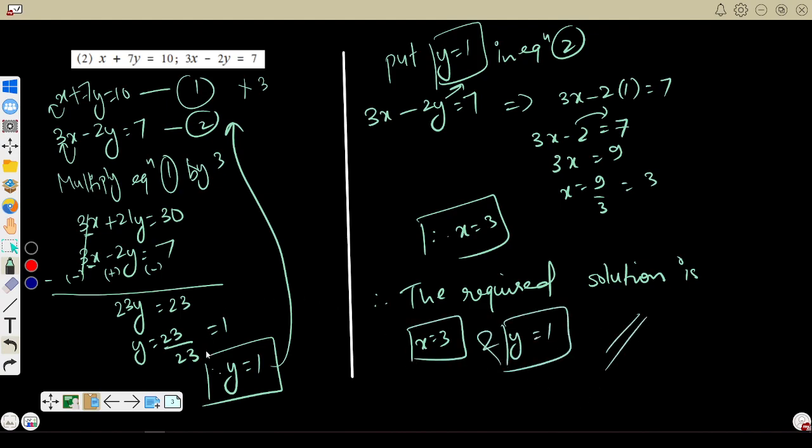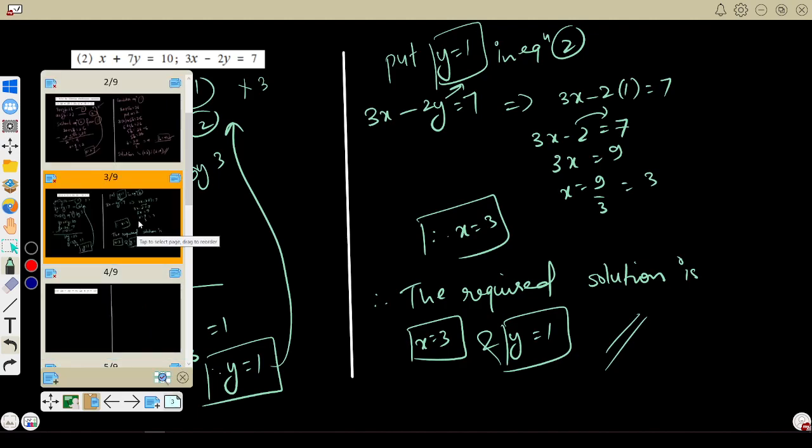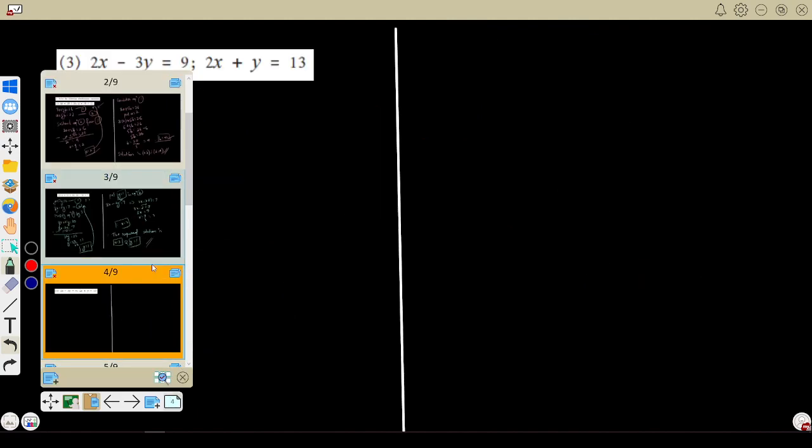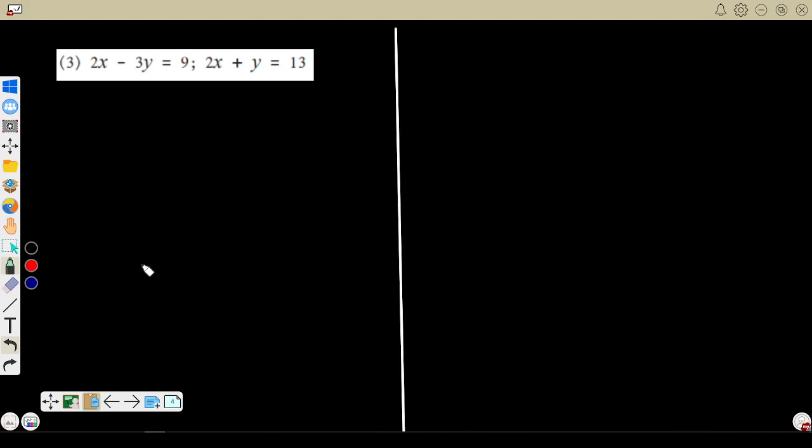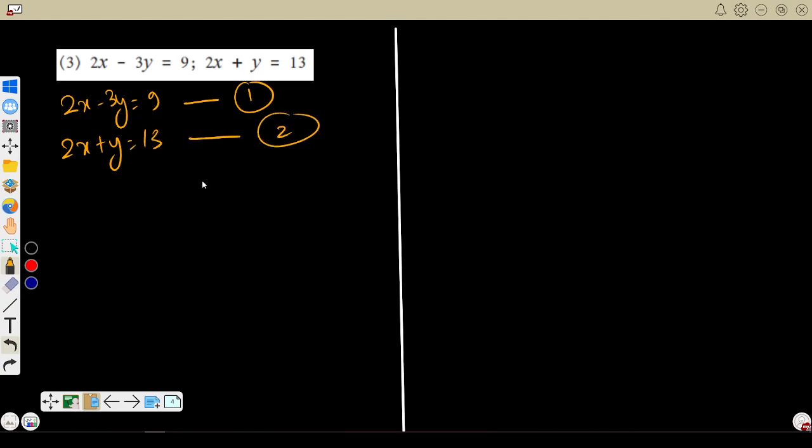I hope this solution is clear to you. We'll move on to the next slide. Now again we have two equations. I copy the equations. 2x minus 3y is equal to 9. Let this be equation number 1. Second equation is 2x plus y is equal to 13. Let this be equation number 2.